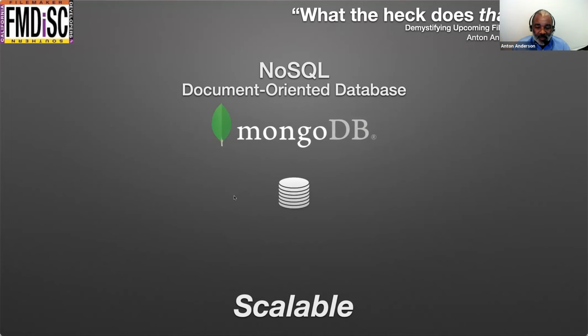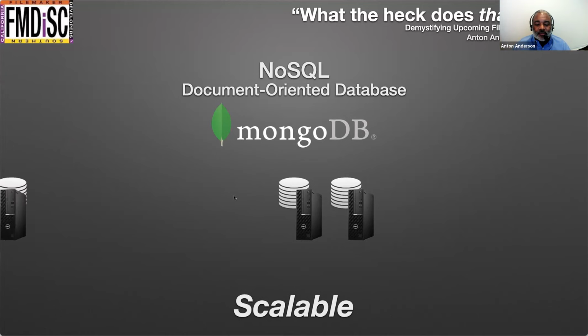Well, in Mongo and with most of the NoSQL databases, they're designed to run on commodity hardware, and they're designed to be distributed. So when you need more power, throw another server on there, and it all kind of works out. Need more? Get another server.